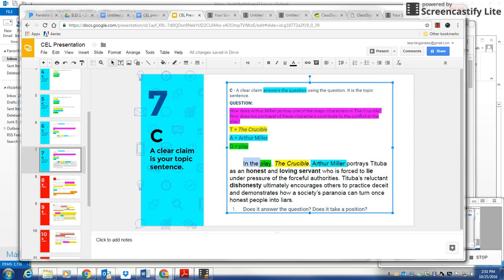My claim is, in the play The Crucible, Arthur Miller portrays Tituba as an honest and loving servant who is forced to lie under pressure of the forceful authorities. Tituba's reluctant dishonesty ultimately encourages others to practice deceit and demonstrates how society's paranoia can turn once honest people into liars.